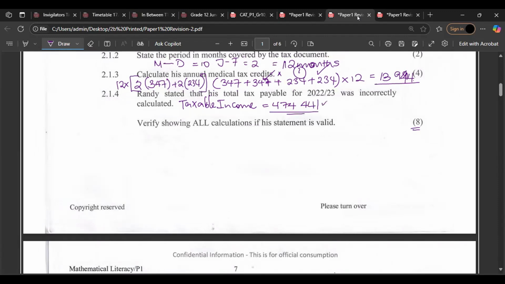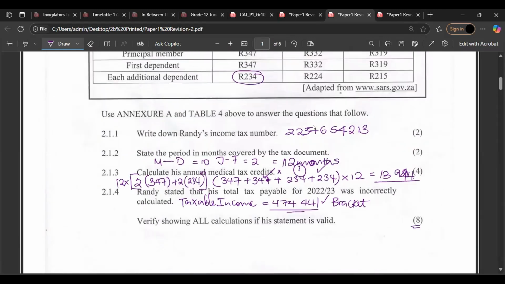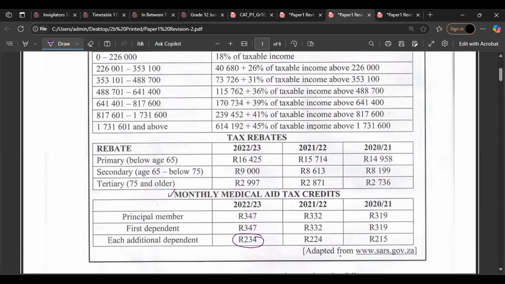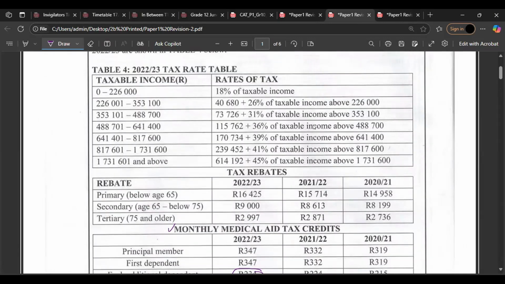Well and good. Having seen it, what do you do next? Look for the bracket. We don't need to find the taxable income. It's already taxable. So we go to the brackets. Which bracket will it belong to? 474. So, wonderful. It's here. It's in bracket number 3 because this is 1, 2, and 3.